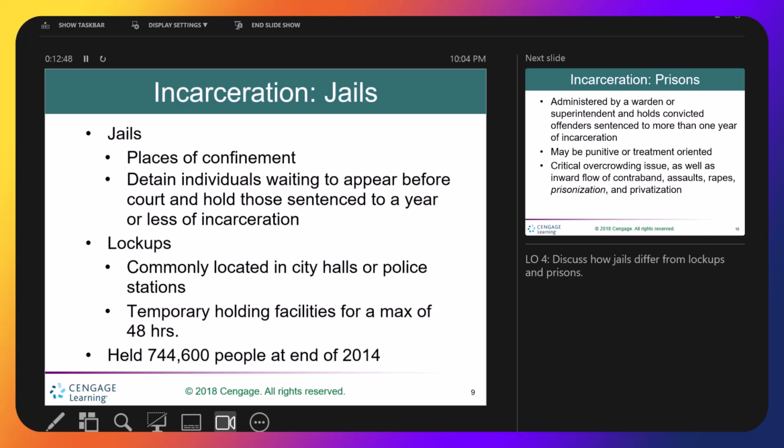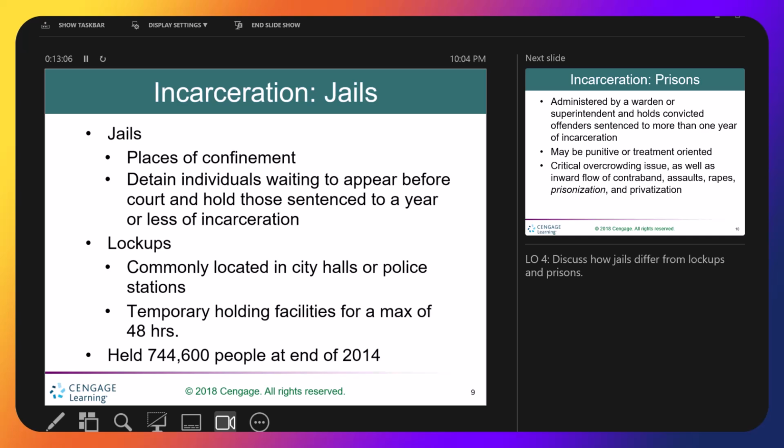Once they get convicted, that's when they'll be looking to remove them from jail to send them off to prison. Lockups are commonly located in city halls or police detention stations. These are small cells, usually just designed to hold somebody until you can transport them to a jail.